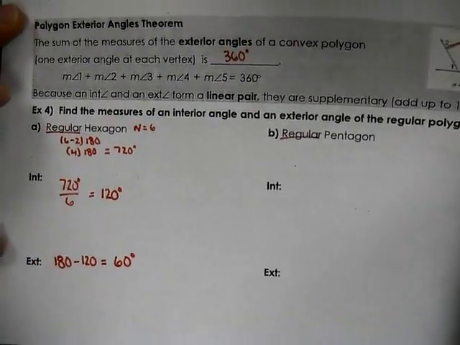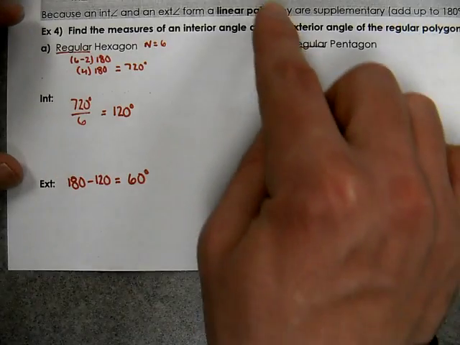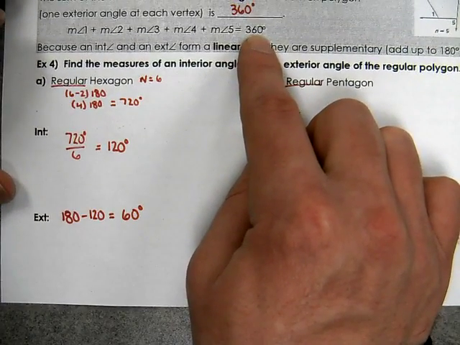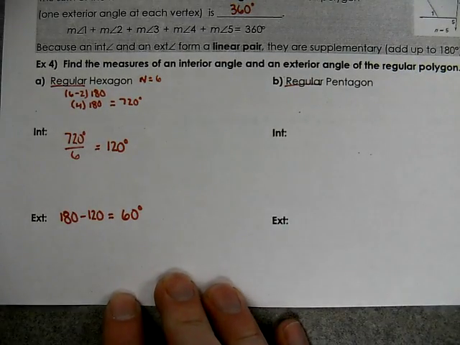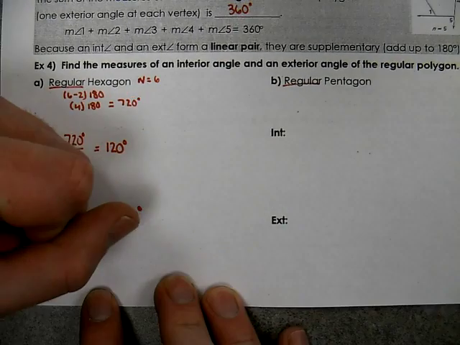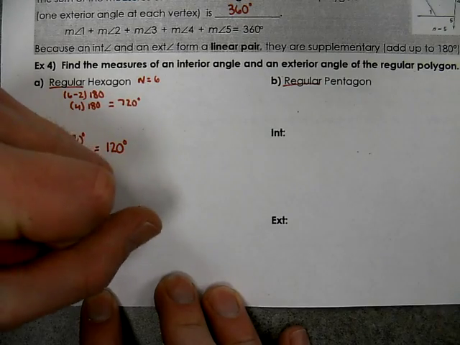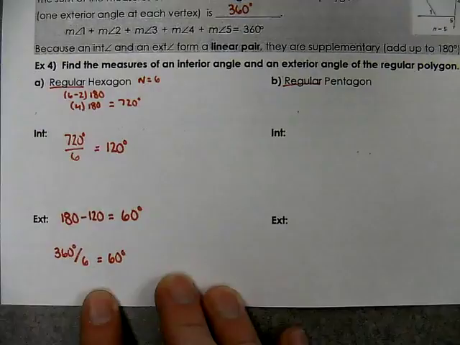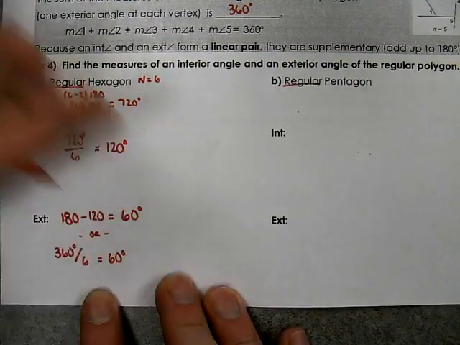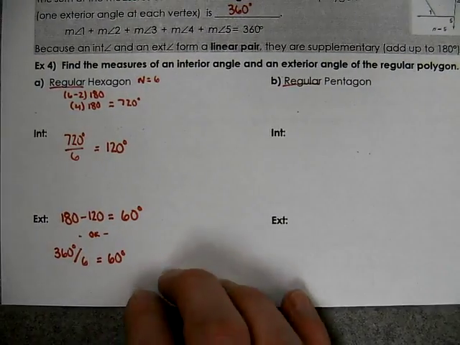Another way to approach the problem is to say that we have 360 total exterior degrees. If I divide that 6 ways, because I will have 6 exterior angles, we can just take 360 and divide it by 6. That also equals 60 degrees. So there are two different ways to do the same problem, and you can take either route.